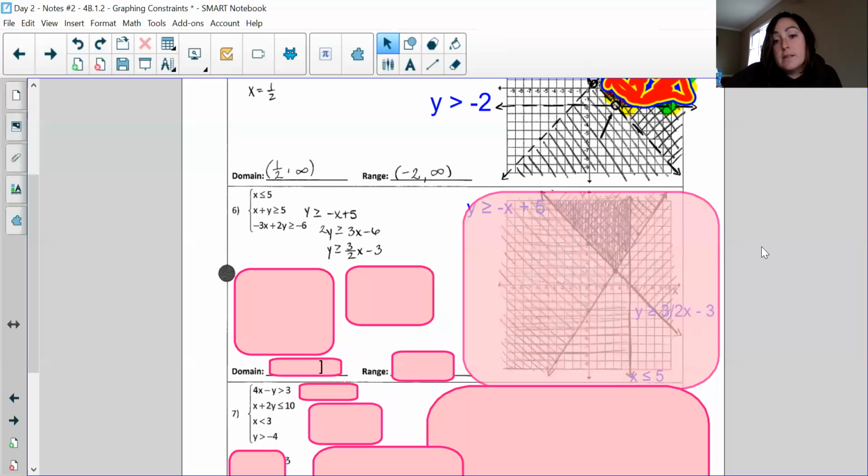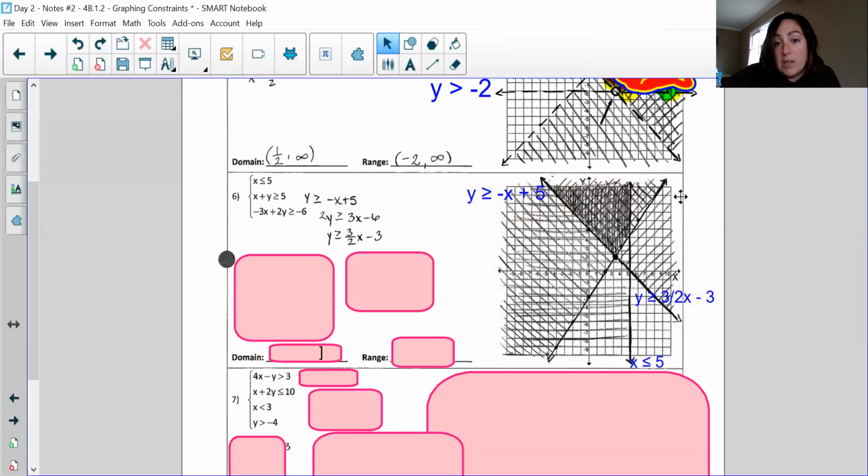Graph all three lines. So we have our line x is less than or equal to 5, which is a vertical line, solid because it's less than or equal to 5. Everything shaded to the left because everything less than or equal to 5. y is greater than or equal to negative x plus 5 has a y-intercept of 5, a slope of -1, solid line because or equal to. And since it's greater than or equal to, that's everything shaded above.